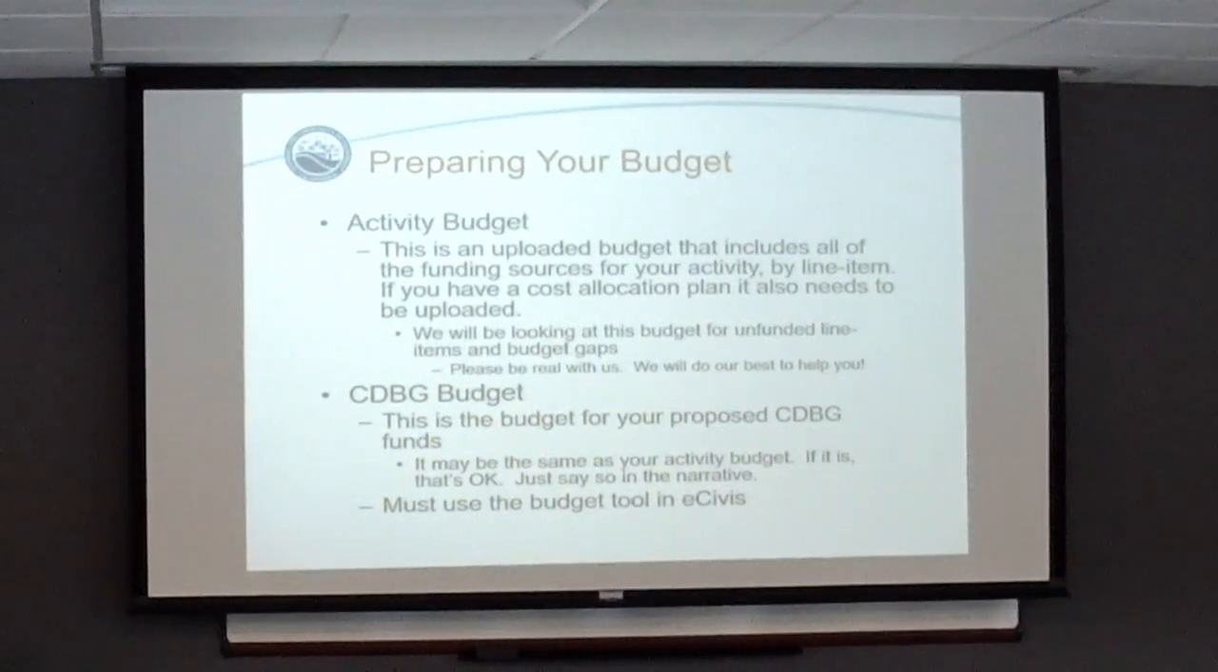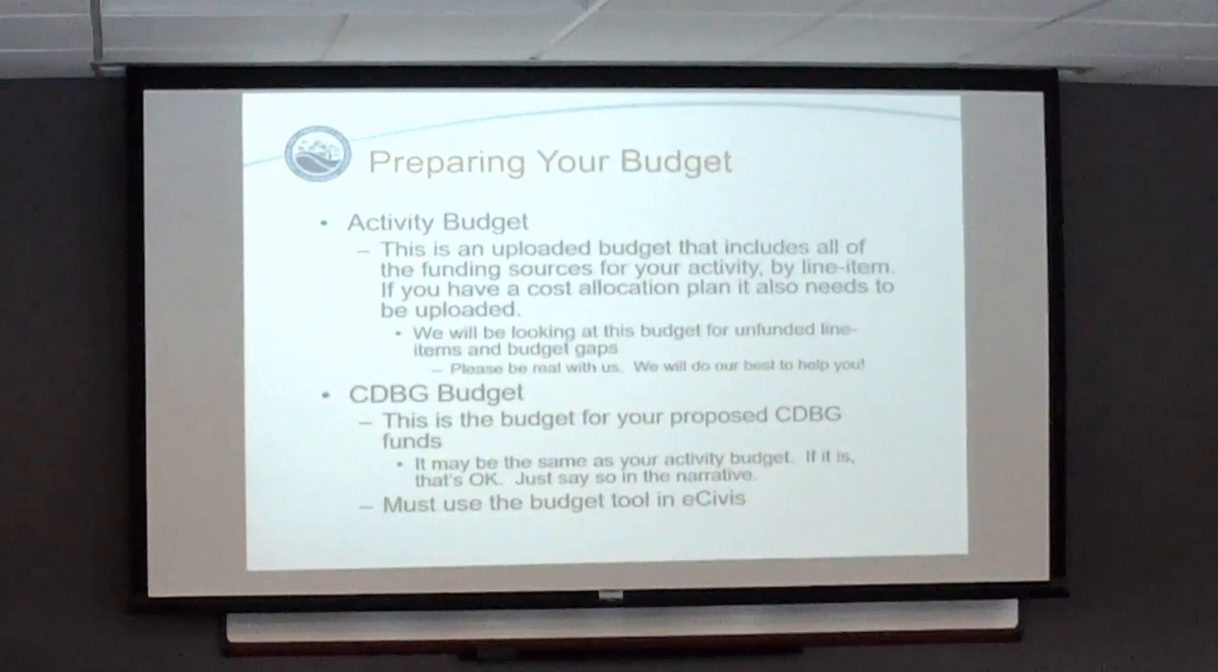That is an upload. We're going to add multiple upload buttons, so please make it Excel, because I like Excel. It's easier to check math in Excel than it is in PDF. It's very hard to check your math in a PDF without pulling out a calculator. So that'll be your activity budget. So we're going to be looking to see that your activity is fully funded or pretty darn close. Then you have your CDBG budget.